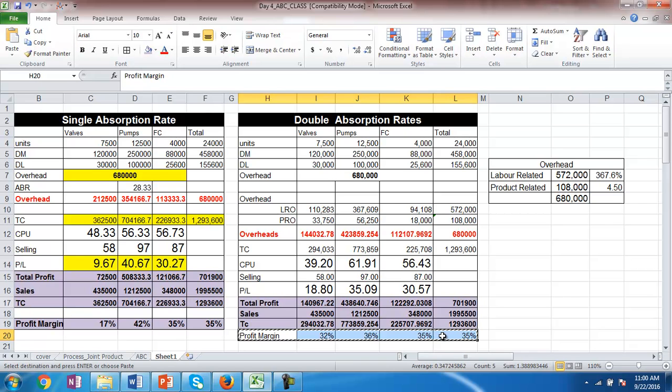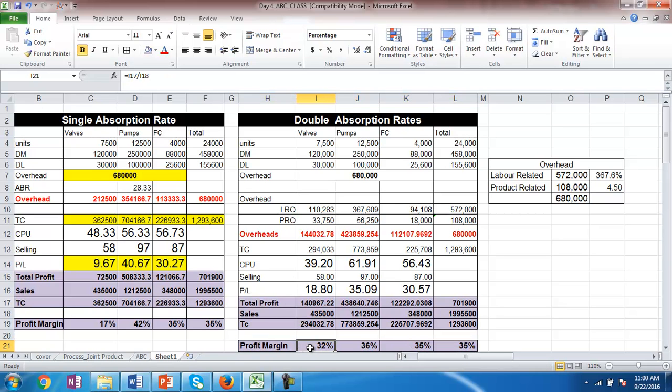What do we observe now? By using double absorption costing, we saw that the valves are also profitable like pumps and the flow controller. It's not 17% but 32%. So this method is saying that all are equally profitable.